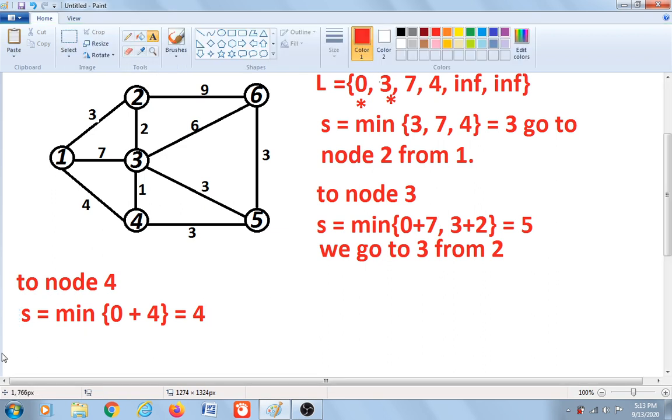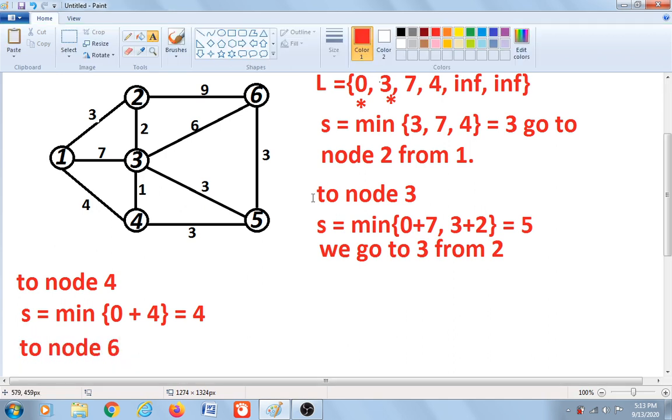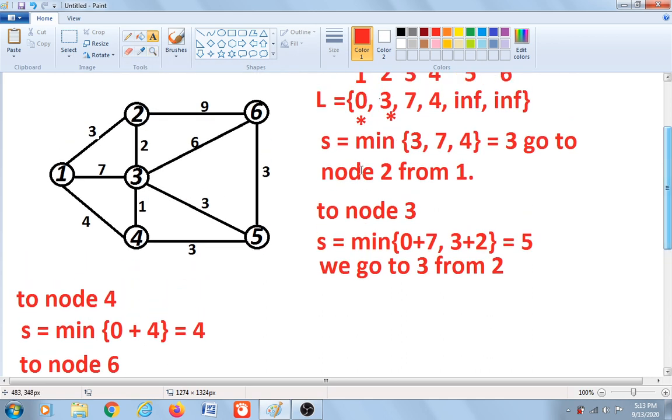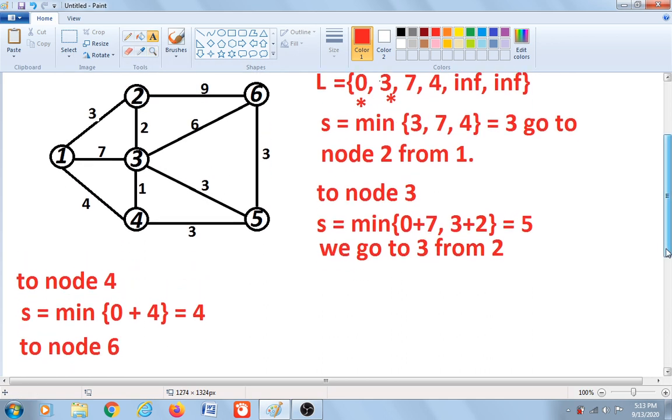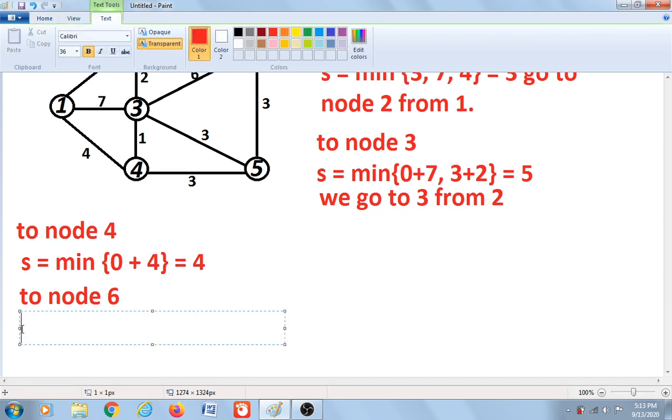And the last thing, to node 6. Okay. And to go to node 6, we can only go from node number 2. Okay, and that means, okay, let me see. So here the distance is 9. Okay, so this means S equals, to node number 6.